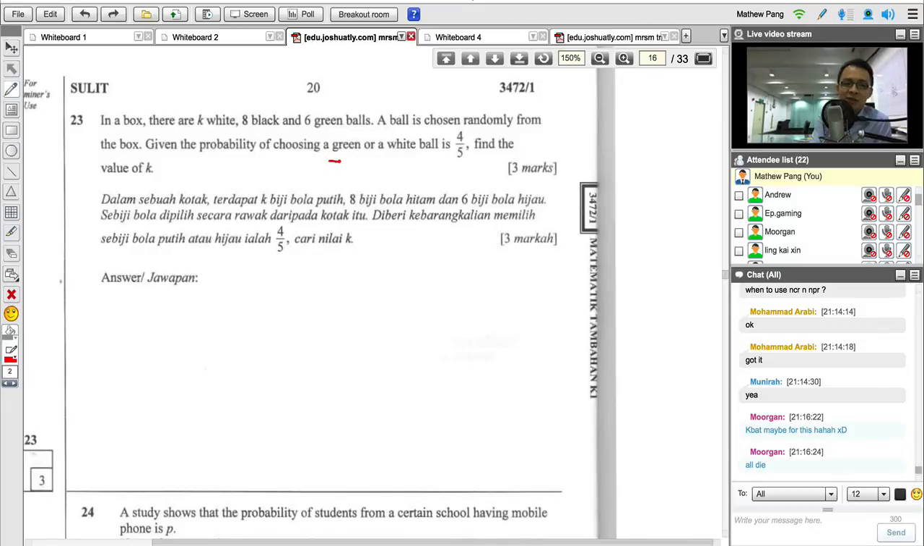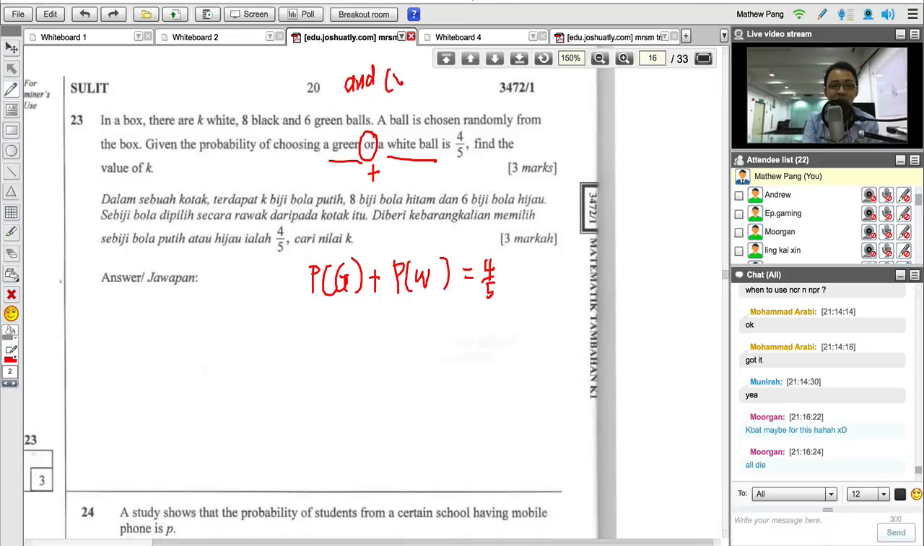What's the meaning of or in probability? Or for probability means plus. So green or white means the probability for green plus the probability for white equals 4/5. If they do not want to use or, they change the word to and, which means multiply. This one will mean probability for green multiplied by probability for white equals 4/5. Just in case they change the word: and means multiply, or means plus. Just remember this, it is useful in the probability chapter.